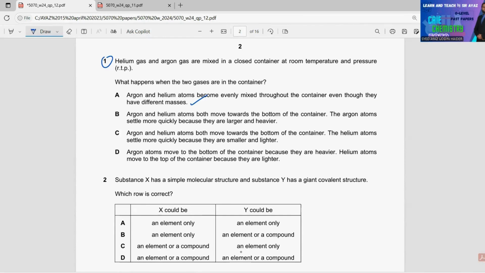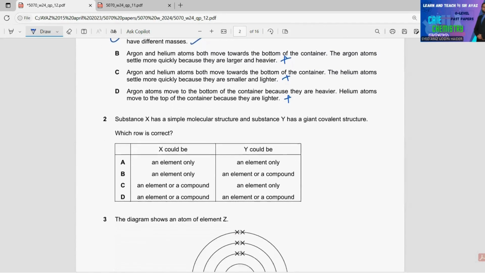The argon and helium atoms both move towards the bottom of the container. The argon atoms settle more quickly because they are larger and heavier. This is incorrect because they are gases. They won't settle down. They will move around. The helium atoms settle more quickly. Again, it's wrong. It's not going to settle. The argon atoms move to the bottom of the container because they are heavier, and helium atoms move to the top because they are lighter. This is wrong. They will evenly mix in this container, and this must be the right answer for MCQ number 1.